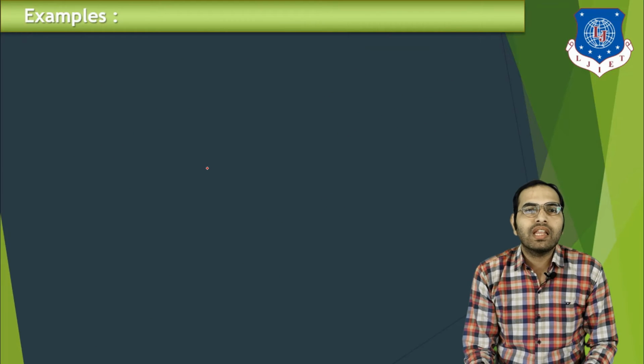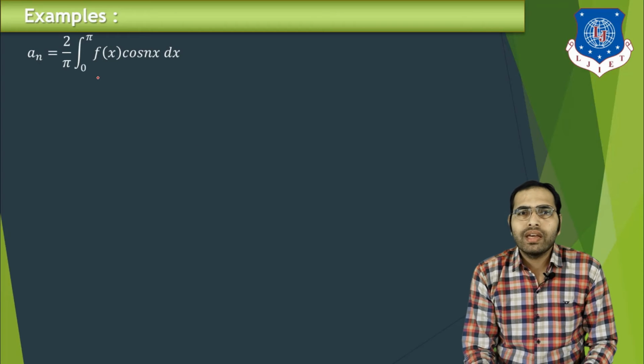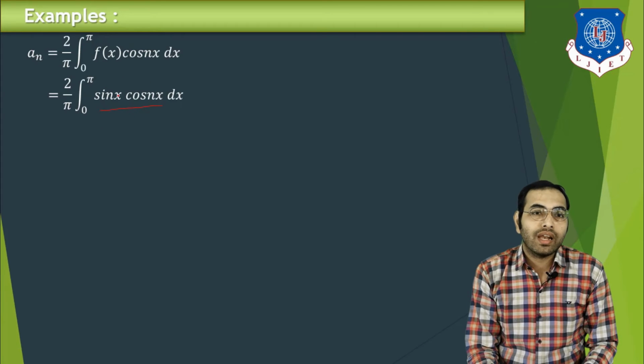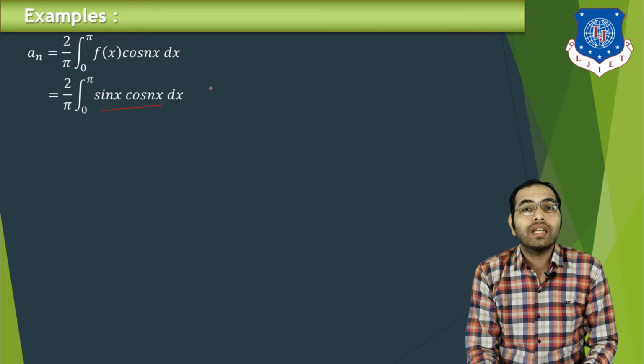Similarly, we have to find the value of a_n, where a_n equals 2 by pi, integral 0 to pi, f of x cos nx dx. Here the function is sin x, so 2 by pi, integral 0 to pi, sin x into cos nx dx. Here we cannot integrate directly because both are trigonometric functions. In that case we cannot integrate by parts or by Bernoulli's rule. For that, firstly, with the help of a trigonometric formula, we have to simplify the term, then integrate.